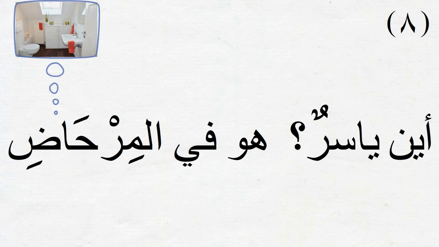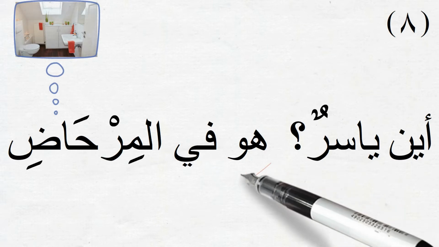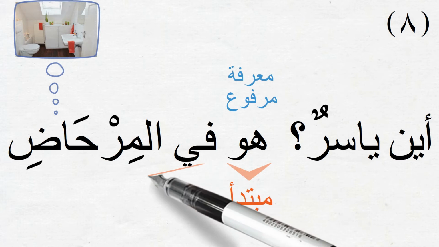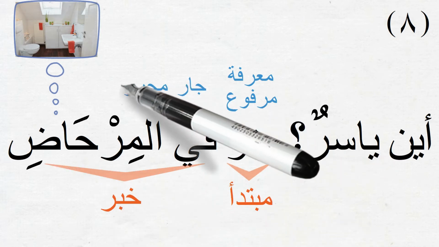Again, if we analyze our response, we keep seeing a similar pattern, which I hope we are starting to get used to. مبتدأ is معرفة and مرفوع اسم, and خبر is جار مجرور شبه جملة في المرحاض.